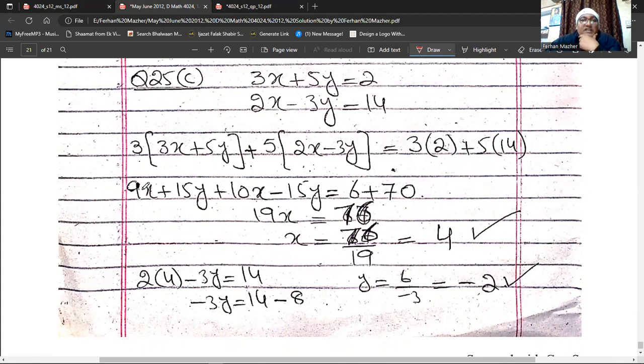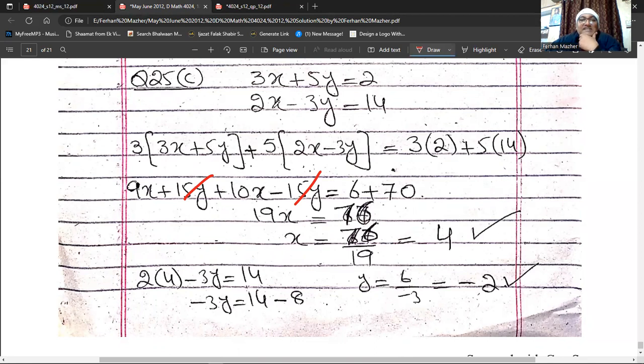So it will be 9x plus 15y plus 10x minus 15y. That's equal to 6 plus 70. So this and this will be cancelled. So you are left with 19x equals 76. So x will be equal to 76 divided by 19, and 19 times 4 is 76. So the x value is 4.